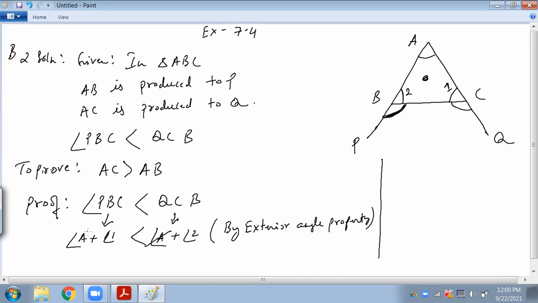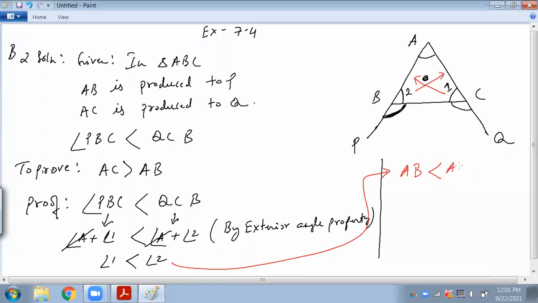Now what you can do, we can cut angle A on both sides. If you cut it, what are you getting? Angle 1 less than angle 2. Now, opposite to angle 1 is AB. So take AB less than. If it is less than only, the symbol will remain the same. Opposite to angle 2 is AC. So instead of 2, I can write AC. That means what I'm getting, AB is less than AC.